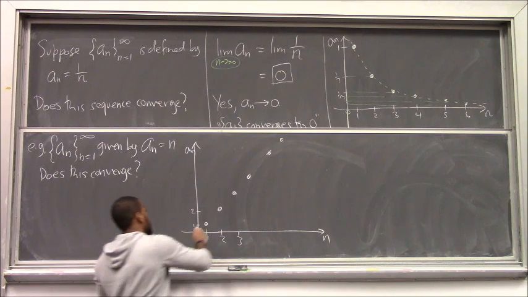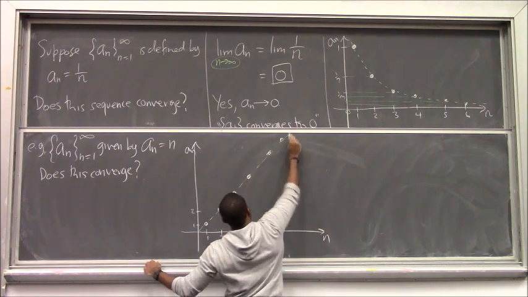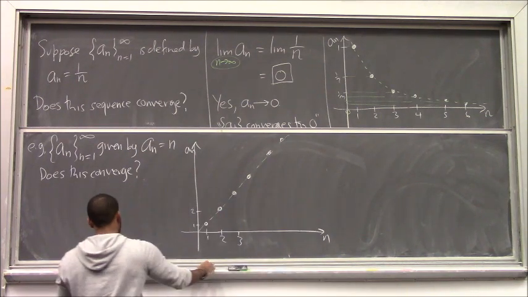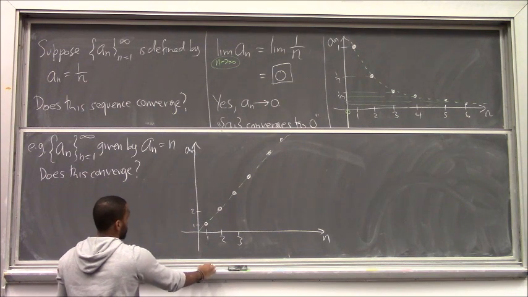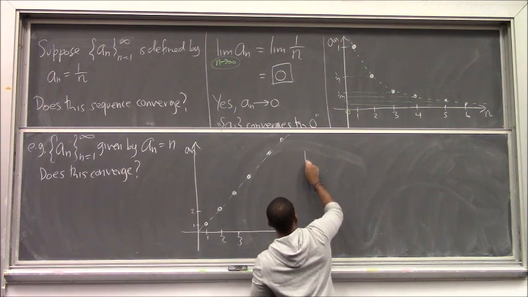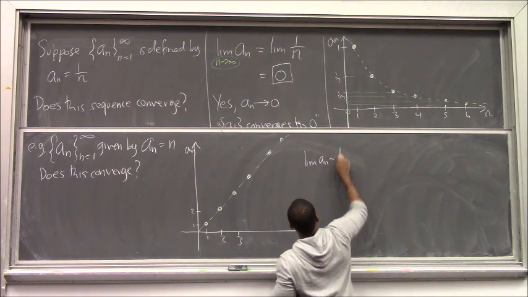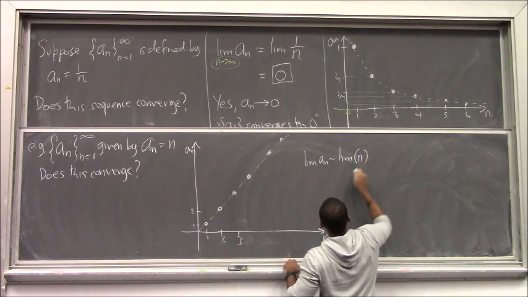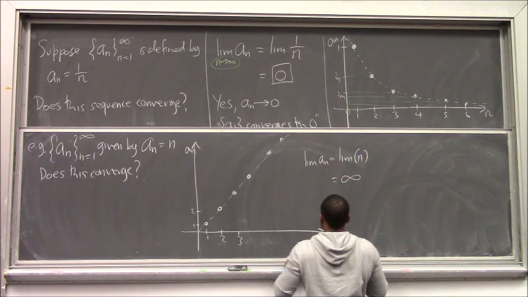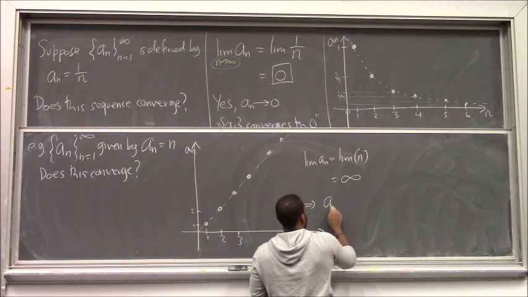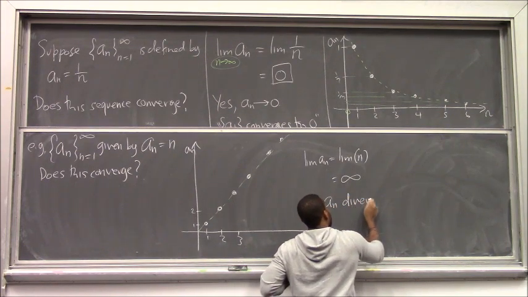You'll clearly see there's an upward trend. Where is that trend going towards? Well, it's going off towards infinity. You'll notice that the limit of a_n is going to be the limit of n. Well, that's just infinity. So I would be able to say here, a_n diverges.